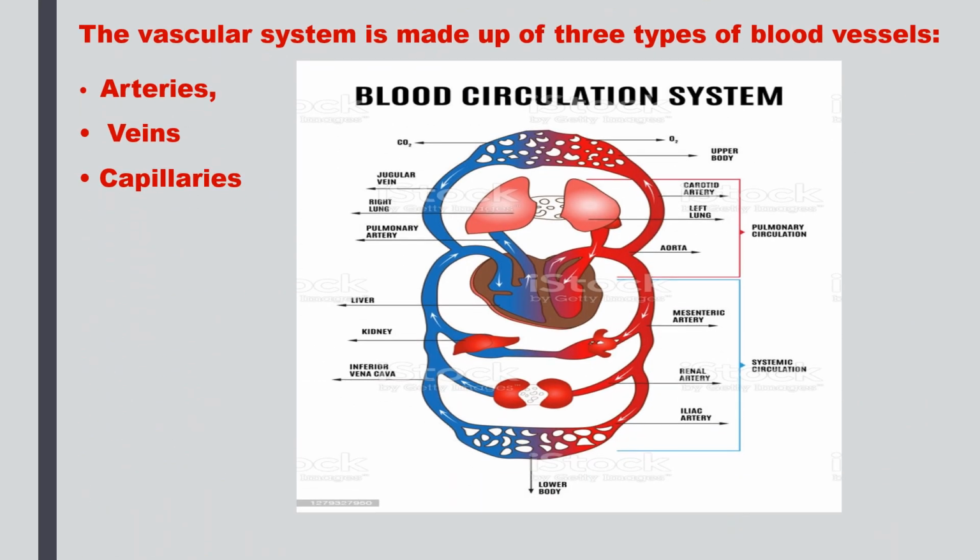Let us study the blood vessels in the circulatory system. The blood vessels are the branched tubes extending from the heart to the different parts of the body. So, the vascular system is made up of three types of blood vessels. They are arteries, capillaries and veins. So, these are the arteries. The red colored tube-like structures are the arteries. The blue colored structures are the veins, and the network of blood vessels which are thin walled are called the capillaries.